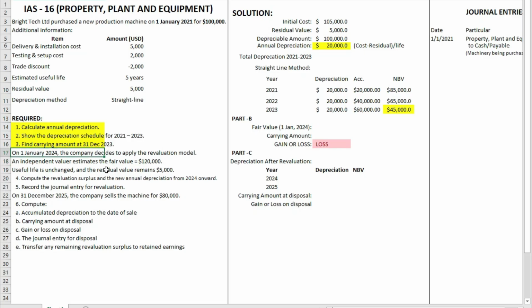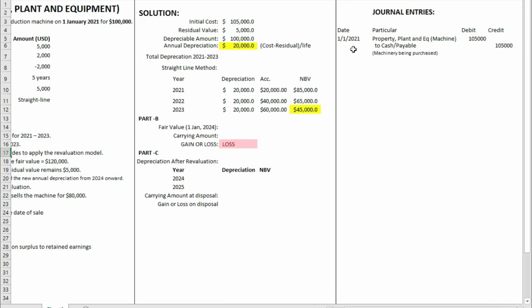So we have found this. Now what do we have to do? Don't go to part D. We have to pass the journal entry as well for the depreciation. And for annual depreciation, we have to add the journal entry. So we are going there, and now we are passing our journal entry again.